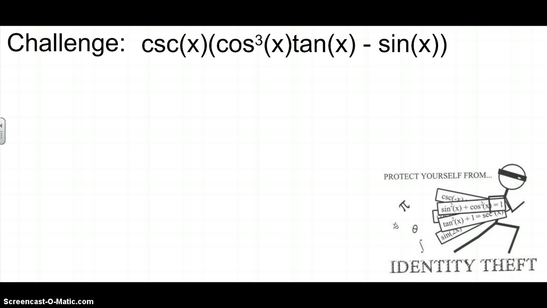Alright, this next one is a challenge, and I'm going to leave it to you if you want to. I'm going to jump to the next slide and do our summary, and then I'll go back to this one and post the answer if you decide that you want to try this and see what you get.